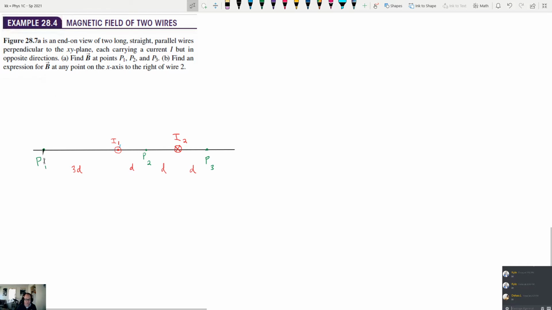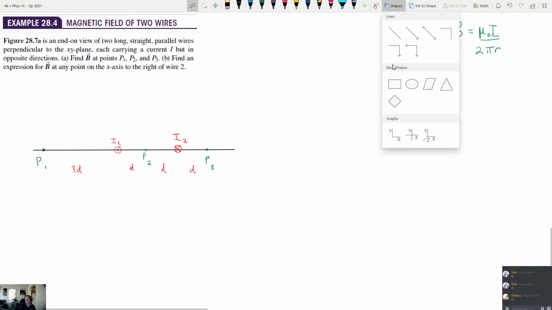Okay. Let's start at point 1 right here. Let me get rid of all this garbage that's inside of here. Okay. So at this location, let's write our formula up here because this is the formula we're going to be using the whole time. B is equal to, where R is the distance from the wire to the point. So at point 1 right here, what's the direction of the magnetic field created due to wire 1 at point P1?